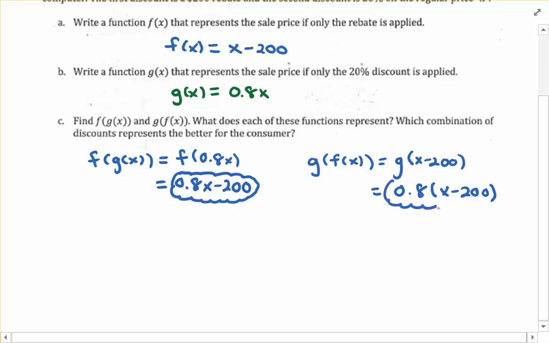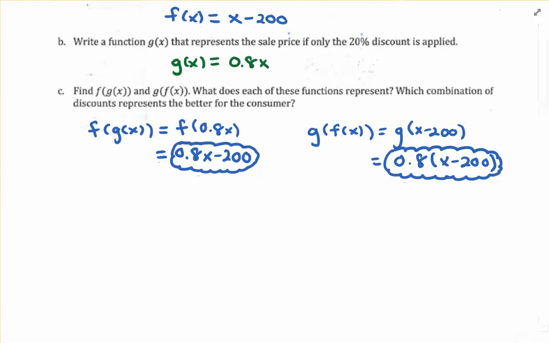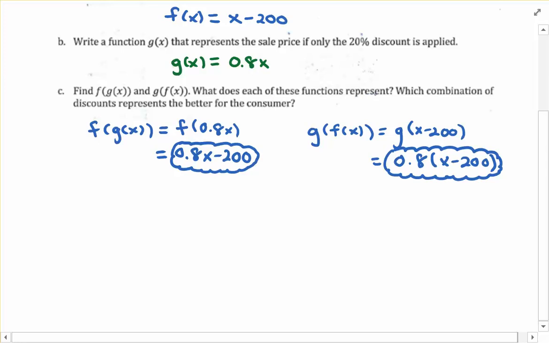Of course, you could take the liberty of distributing the 0.8 to both of these. But there's actually a reason why I'm going to leave it in this format versus a more simplified one. And that's to talk about the first question here in part C, what does each of these functions represent? So let's look at the very first composition we formed, f of g of x. We wound up getting 0.8x minus 200.